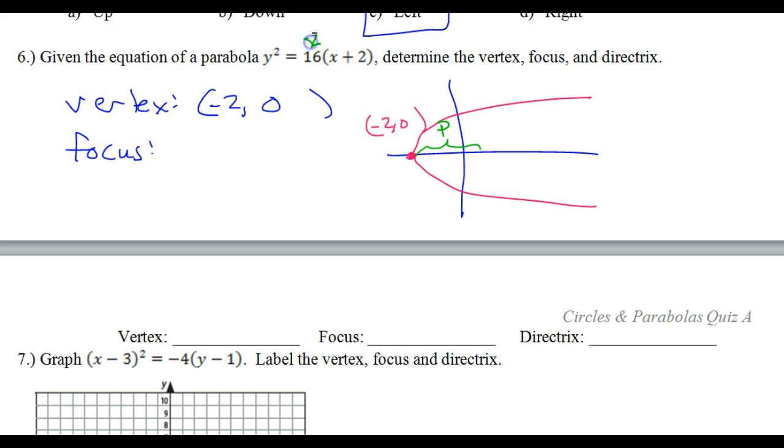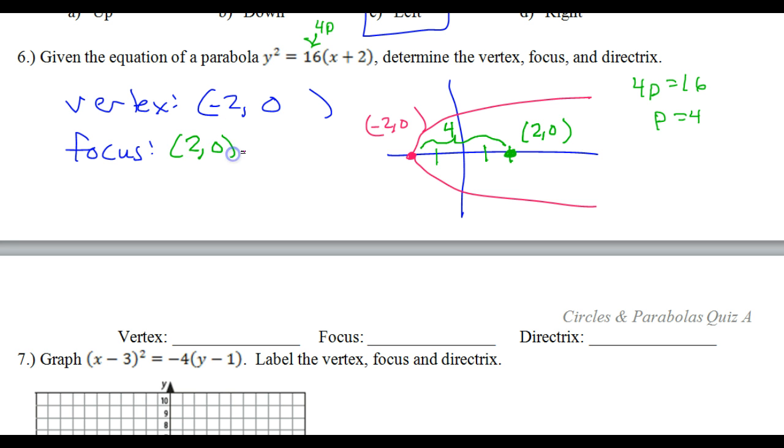This number right here is 4p. So 4p is equal to 16. If I divide both sides by 4, that means p is equal to 4. Okay, and if p is equal to 4, then I've got negative 2 right here. So if I need 4, that means I have to go over here. So this would be 4. A p-value of 4. So guess what? That means my focus here is 2, 0.